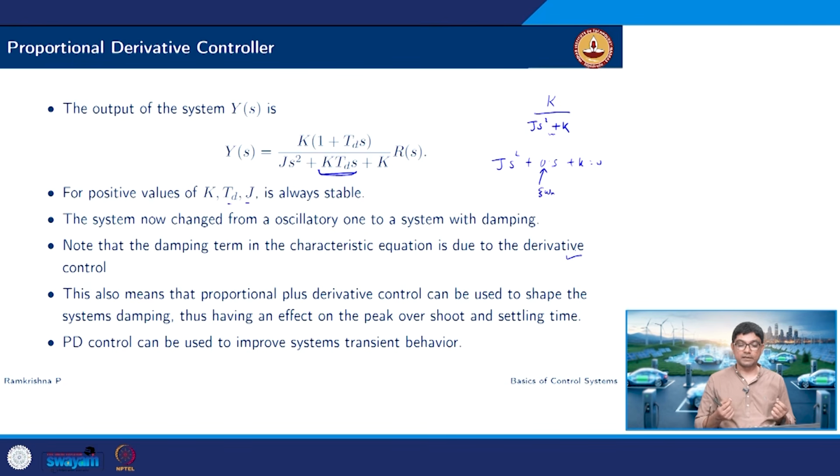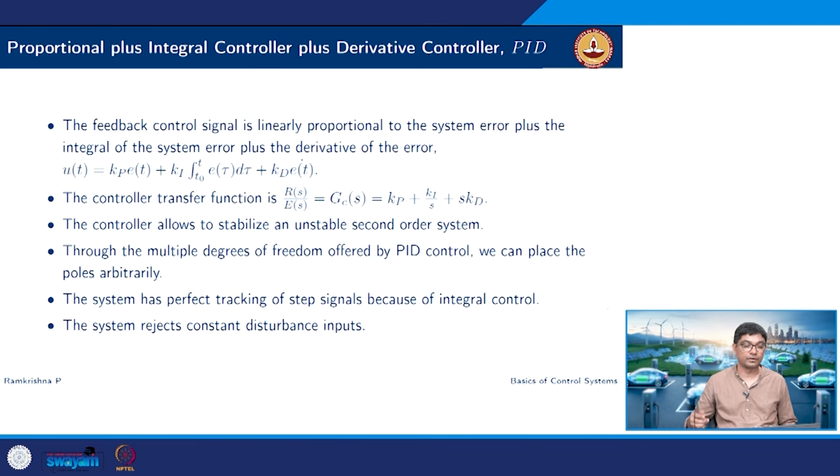So this also means that the P plus D control can be used to change or shape the system damping, thus having an effect on the peak overshoot. The peak overshoot was e power minus pi zeta by square root 1 minus zeta square. It depended on the zeta. Therefore, the PD control, since it directly has an effect on zeta, can be used to improve my transient behavior.